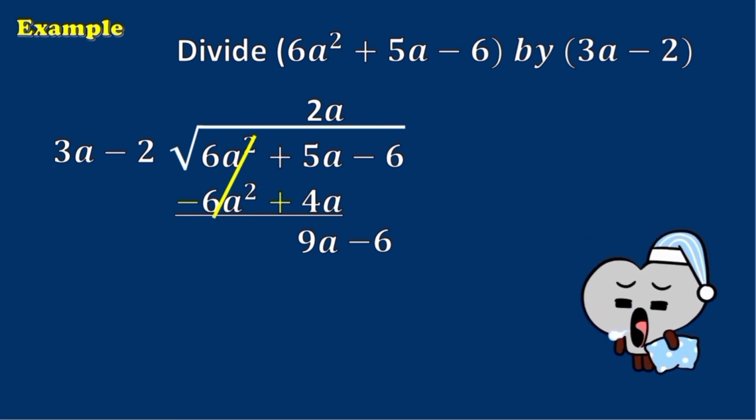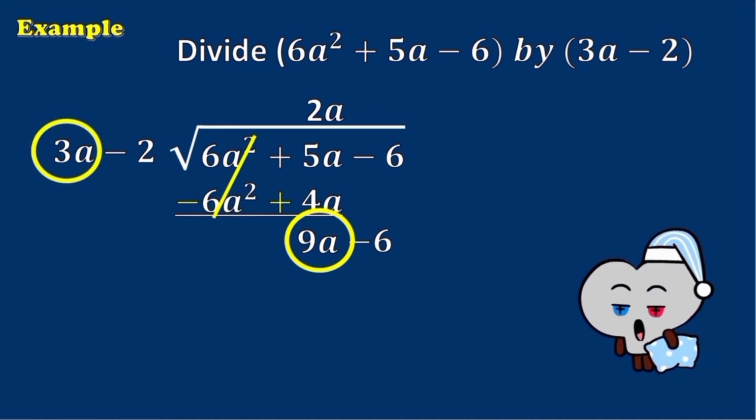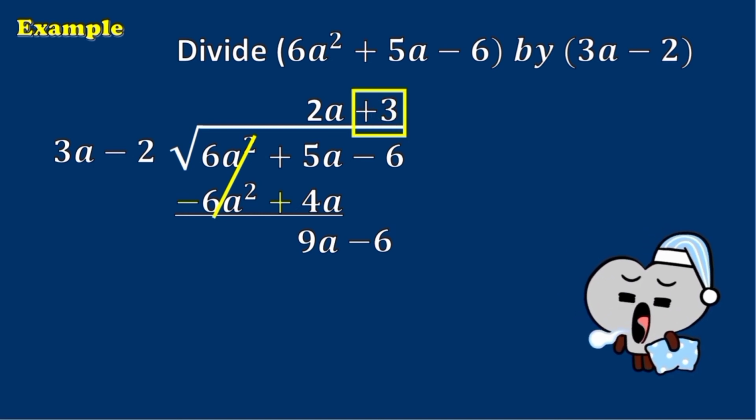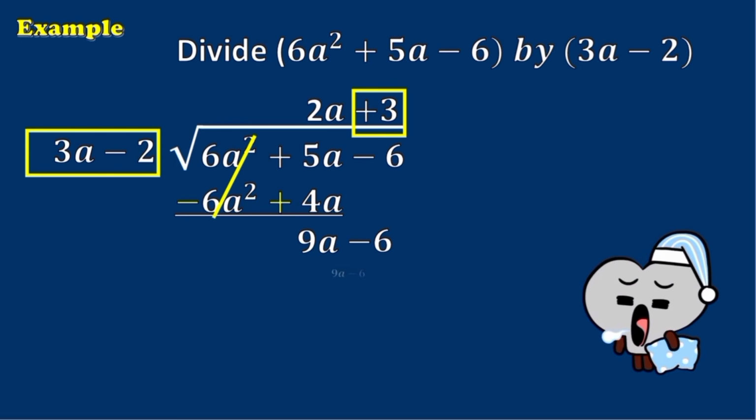Let's proceed again in division. Divide the first term of the dividend by the first term of the divisor. That is equal to positive 3. For our next step is to multiply positive 3 by the divisor. 3 multiplied by 3a minus 2. Our answer is 9a minus 6.